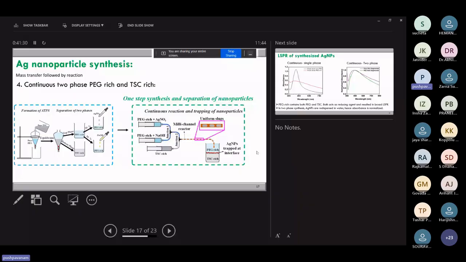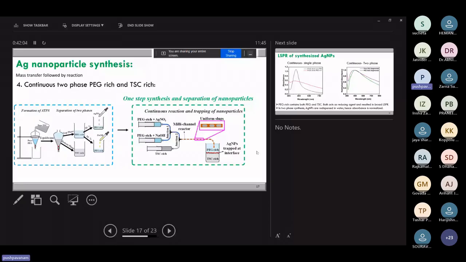And this is the last one, which is the best one, where I am adding the citrate and the PEG first. Both of these are aqueous phases. I get an equilibrium. The top phase is PEG-rich, the bottom phase is citrate-rich. To the PEG-rich phase, I'm adding the silver nitrate. To the PEG-rich phase, I also add the sodium hydroxide because I want it to be alkaline.